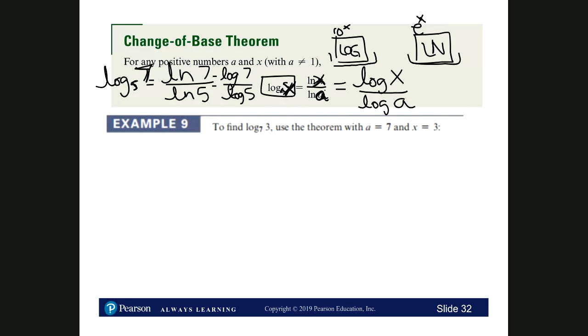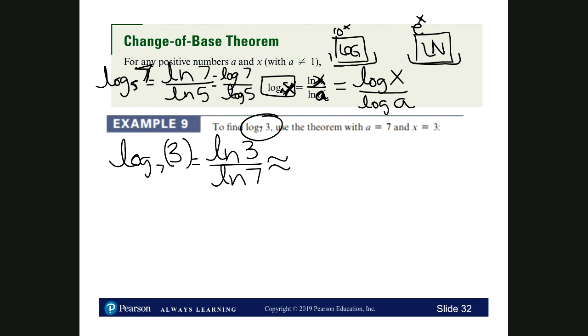Now we're going to answer the question here, which is find the log of 3 base 7 using the change of base theorem. And so the log of 3 base 7, we could find it two ways. One will be with natural log of the big number or argument 3 divided by the natural log of 7, and then we will get an approximation with the calculator.